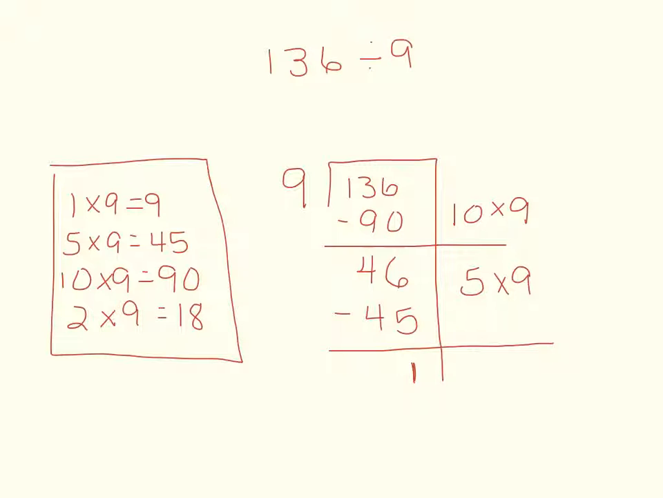Then I look at the number of groups of 9s that I multiplied, and I did 10 groups and 5 groups. So there are 15 groups of 9 in 136, and we have 1 left over. So 136 divided by 9 is equal to 15 with a remainder of 1.